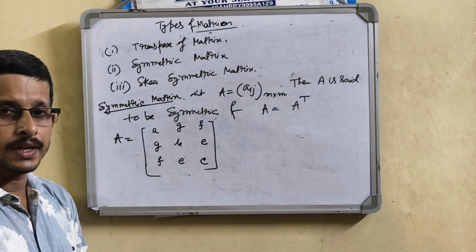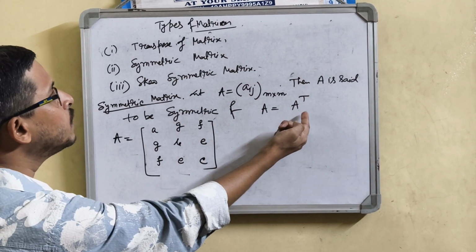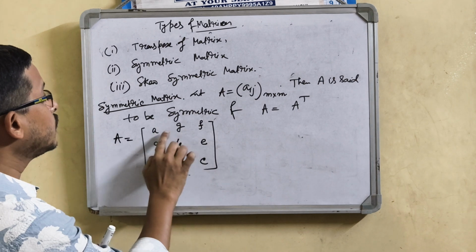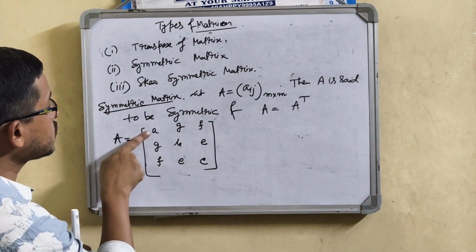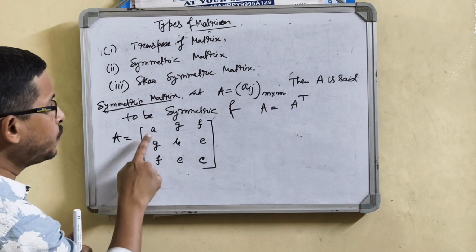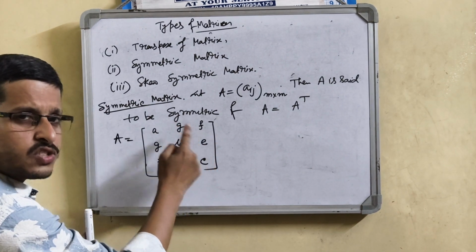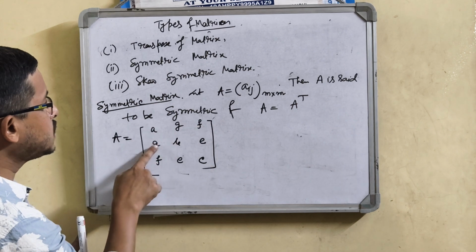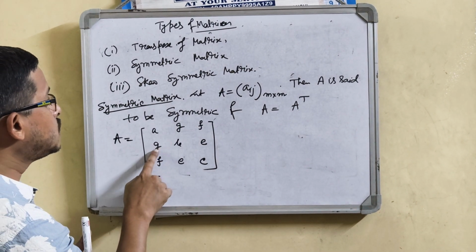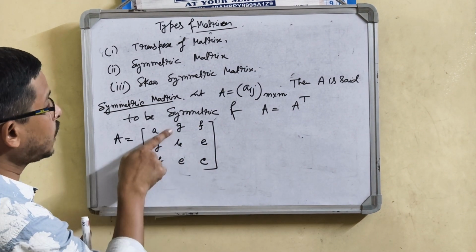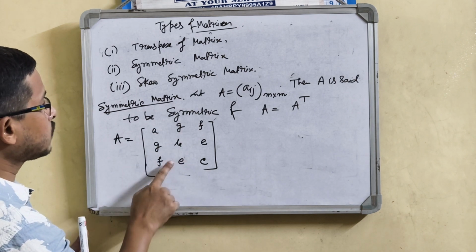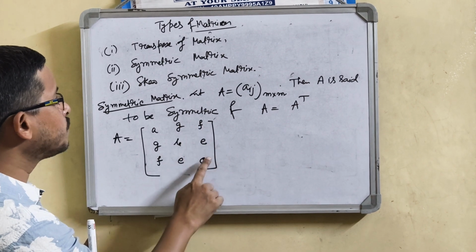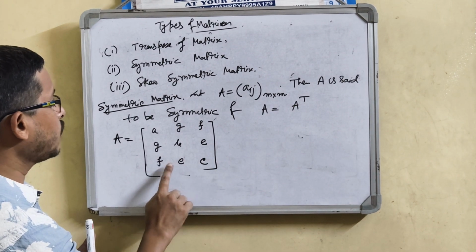How do we understand this? The transpose will be the same as the previous matrix. The first row is A, G, F and the first column is also A, G, F. If we make the first row the first column, there is nothing to change. The second row is G, B, E and the second column is G, B, E. The third column is F, E, C and the third row is also F, E, C.